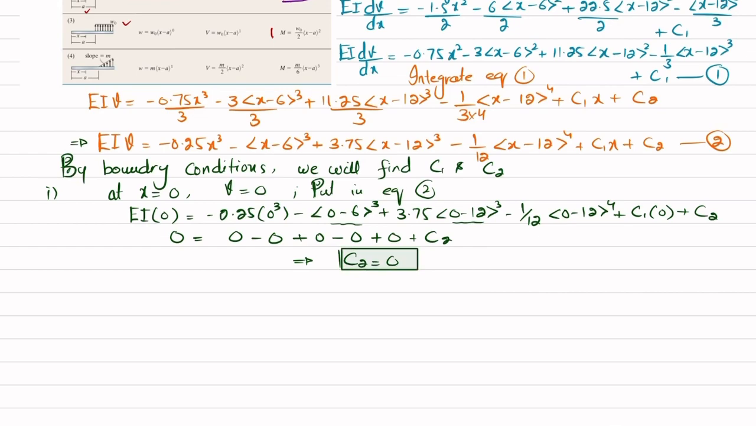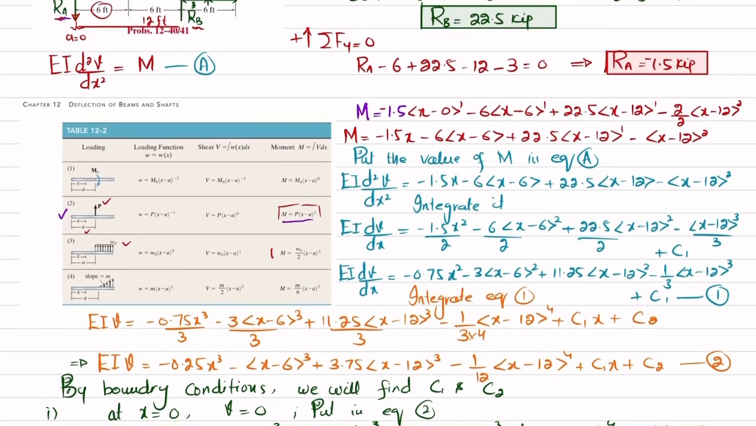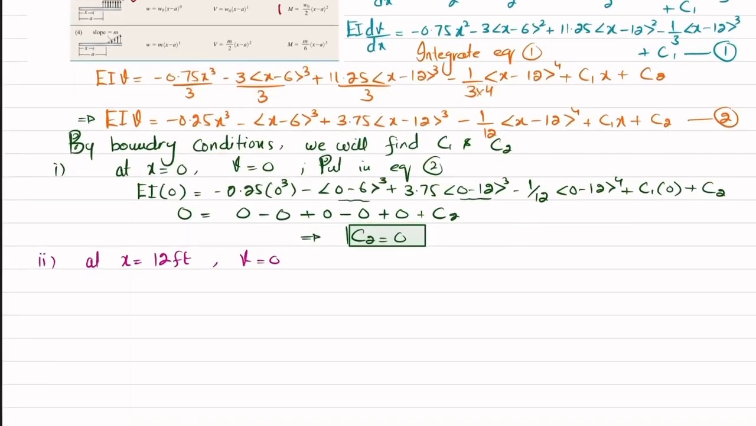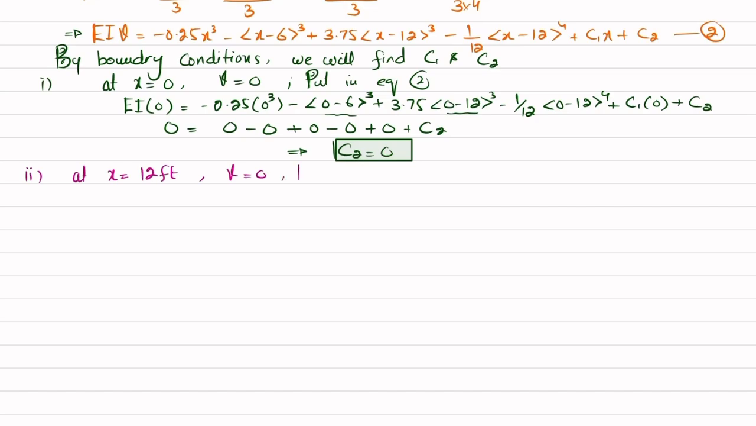Now we have C2 is equal to 0. We will use the second boundary condition, which is that at x equal to 12 feet we have deflection equal to 0. Let me show you over here. You can see at point B, x is equal to 12 feet. This is the total distance. So here deflection is equal to 0 because there is a roller support. So put this in equation number 2.